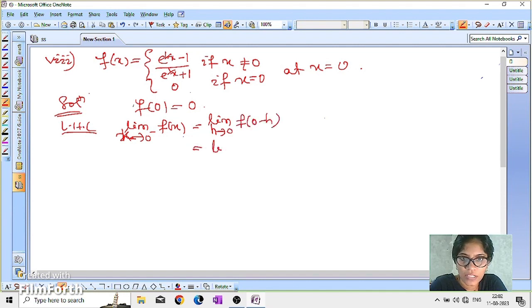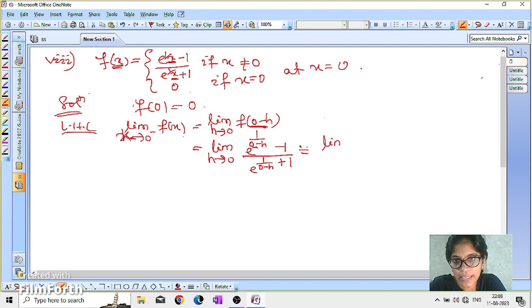That means e to the power 1 by 0 minus h, minus 1, divided by e to the power 1 by 0 minus h, plus 1. See, here x is there, here also x is there, and here also x is there. In place of x we put 0 minus h, so 1 by 0 minus h.